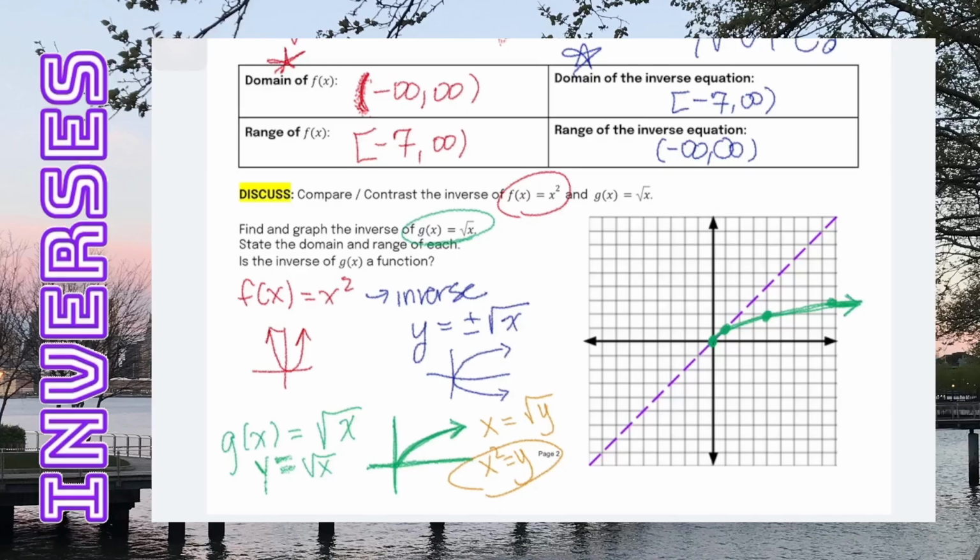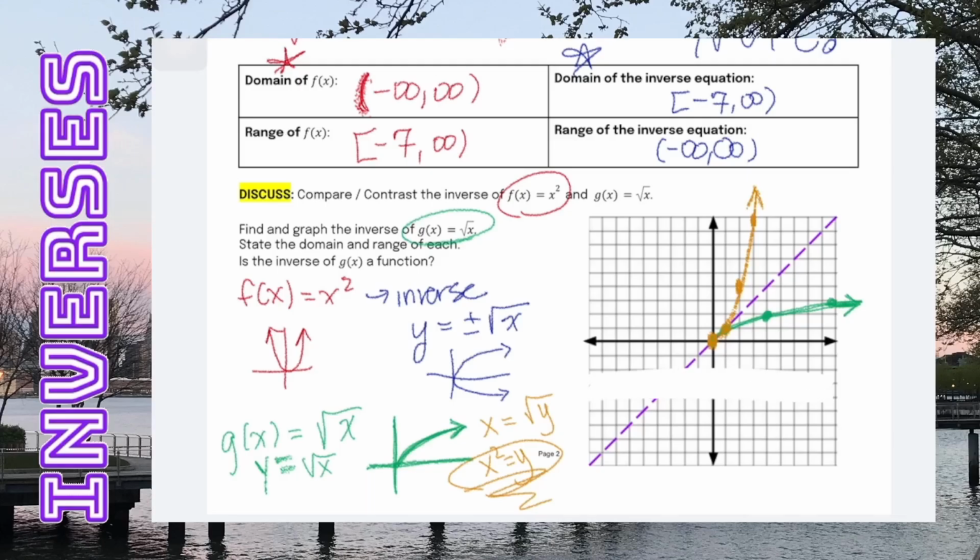Now for the orange. It's a parabola, you would think. However, it is only the right side of the parabola because its domain and range is dictated by the domain and range of the function we started with.